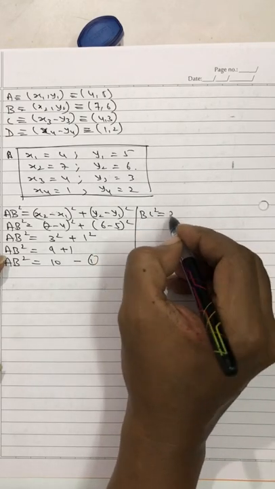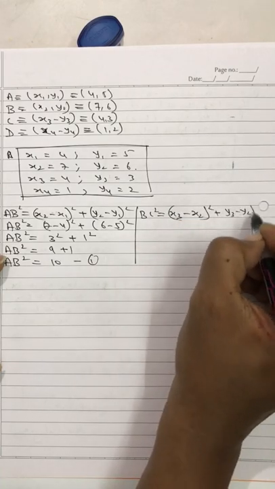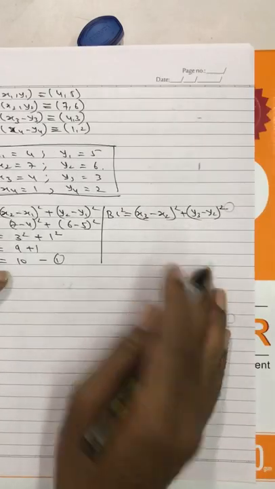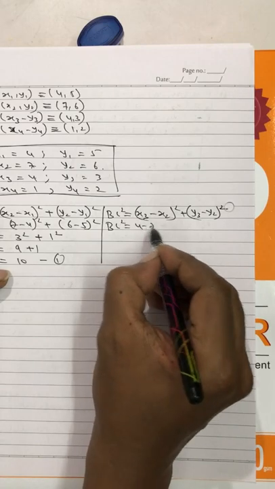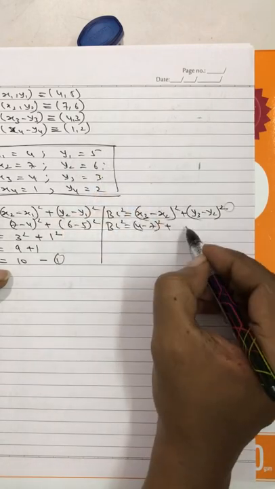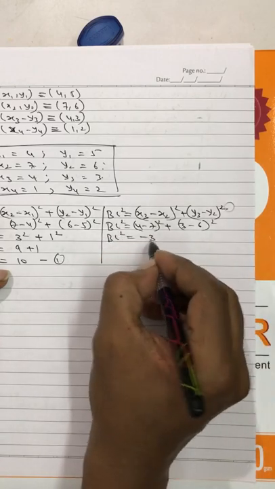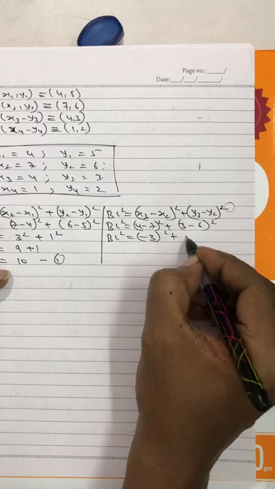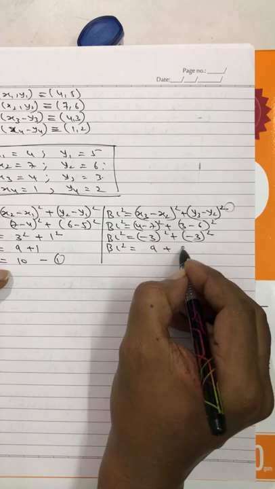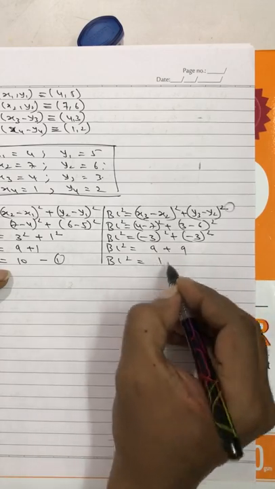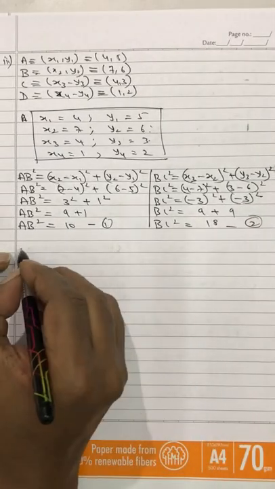Now BC square is (x3 minus x2) the whole square plus (y3 minus y2) the whole square, so 4 minus 7, minus 3 square, plus 3 minus 6, minus 3 square. Oh, this is coming different. Okay, hopefully this is a parallelogram at least.